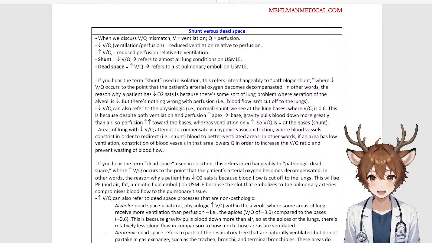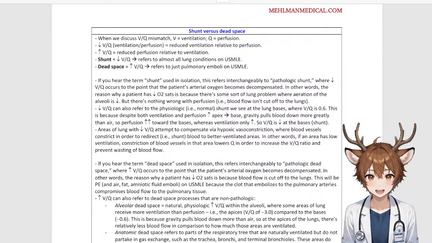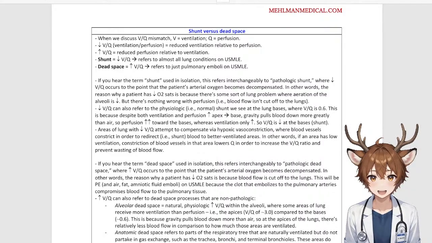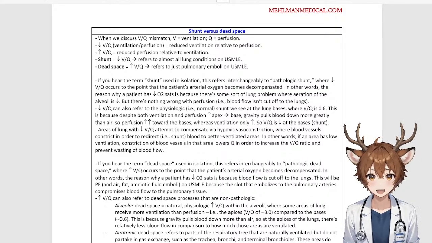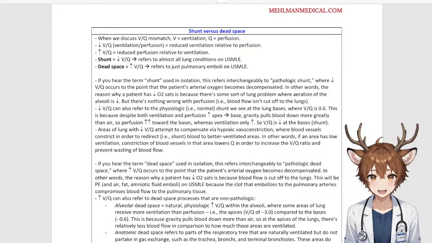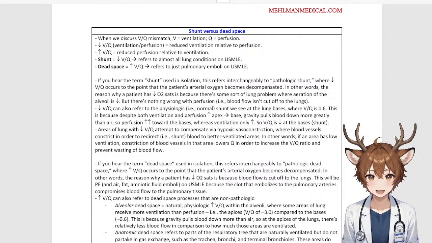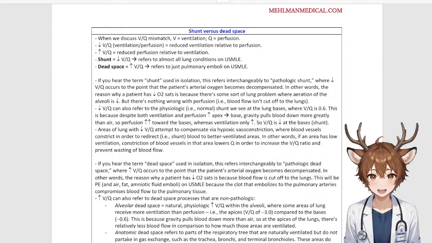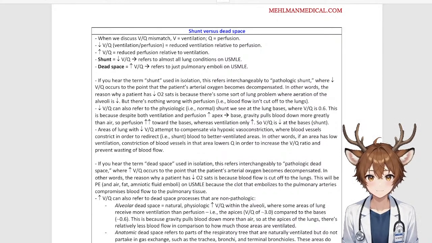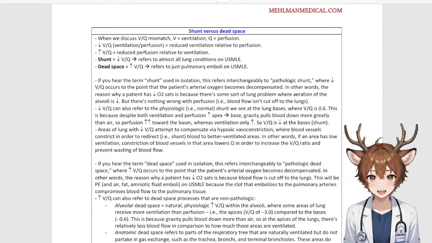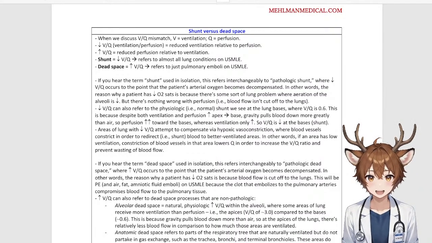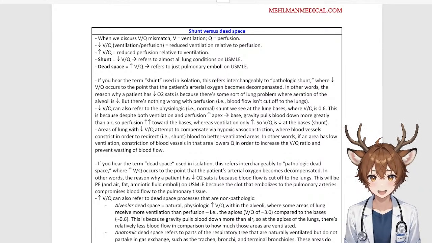A shunt leads to, okay, this is important, a decreased VQ, and that refers to almost all lung conditions on USMLE. So decreased VQ means you have reduced ventilation relative to perfusion. This is caused by a shunt. Okay? Dead space is the opposite. Dead space increases VQ, which means that it refers to just pulmonary emboli on USMLE.